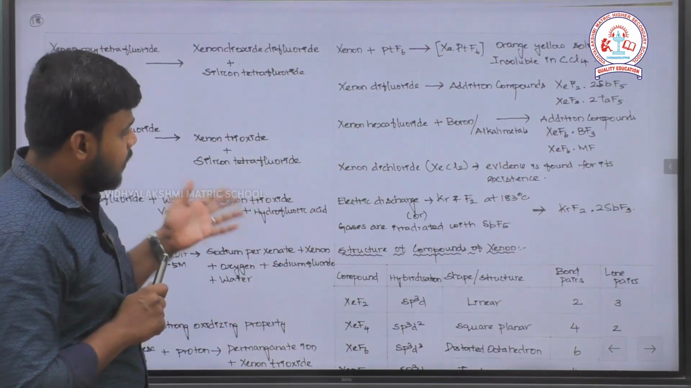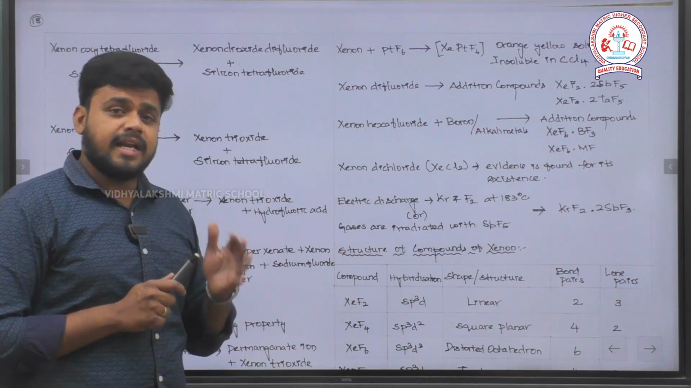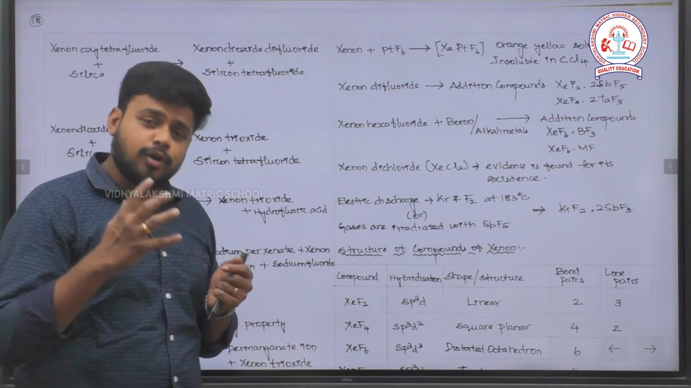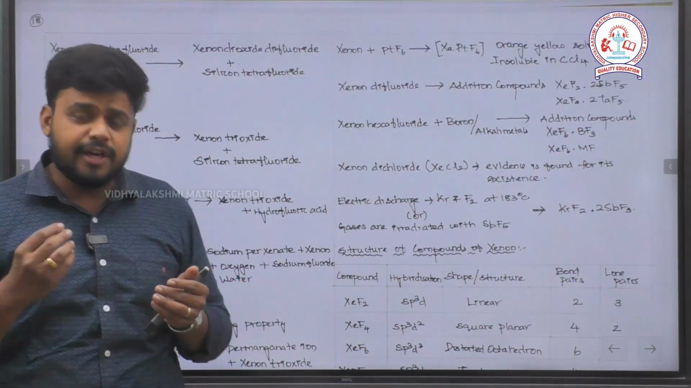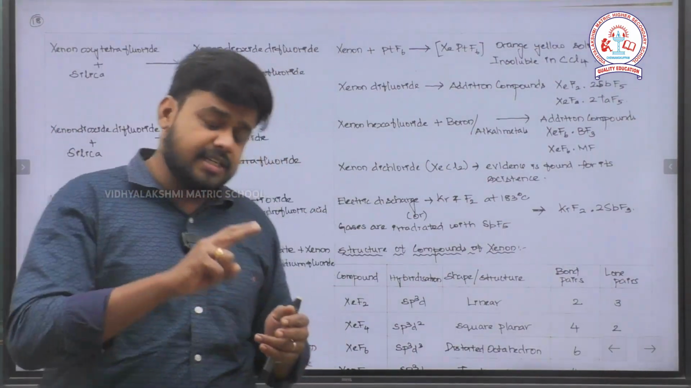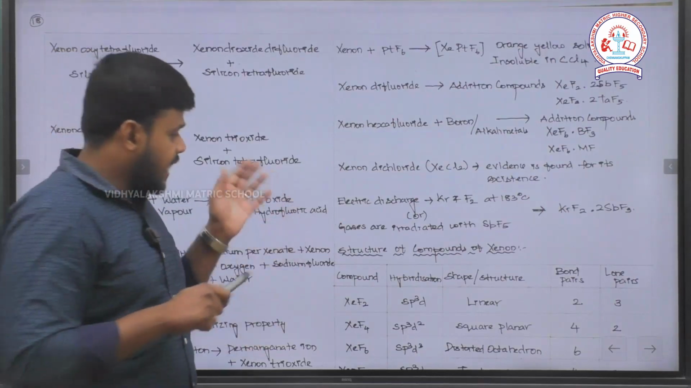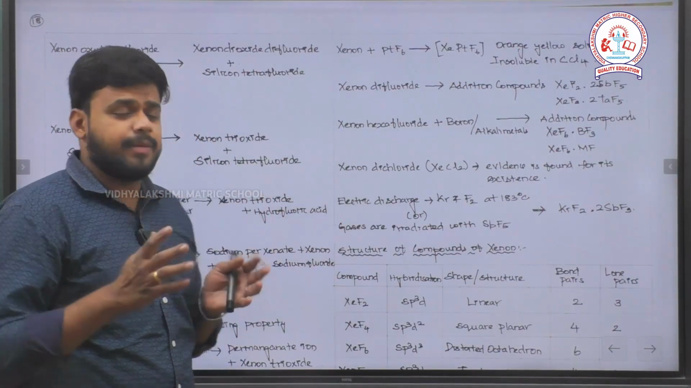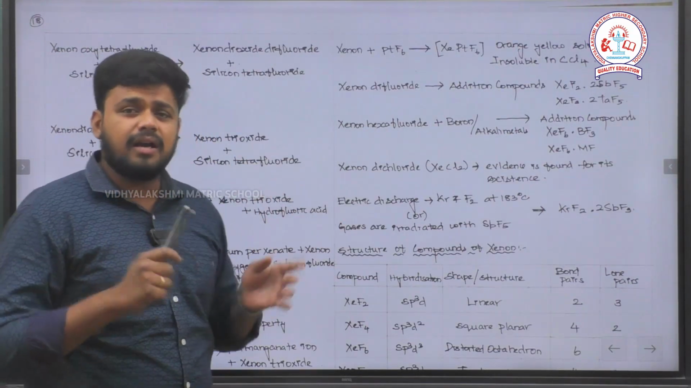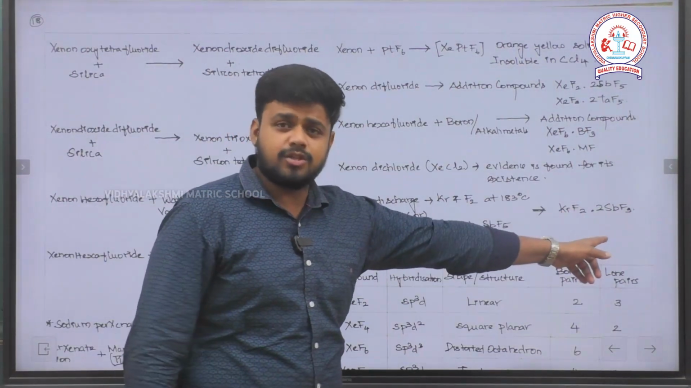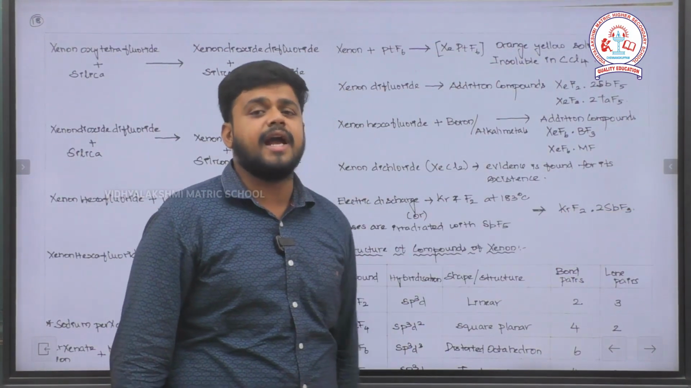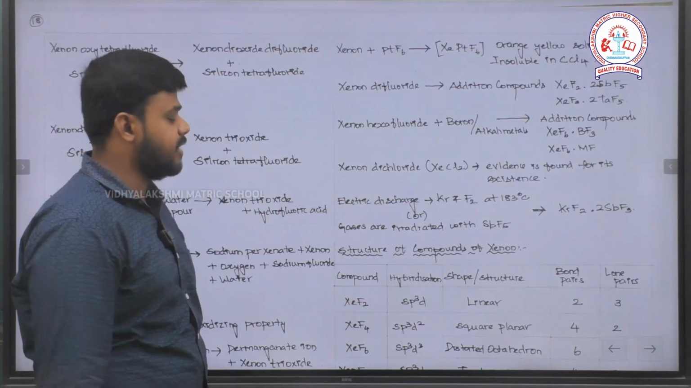Then krypton will react with fluorine at 180 degrees by electric discharge. An electric discharge alone should generate a temperature of 183 degrees Celsius. Otherwise, the gas can be irradiated with antimony pentafluoride to form krypton difluoride along with the addition product 2SbF3, antimony trifluoride. So this is informative content.